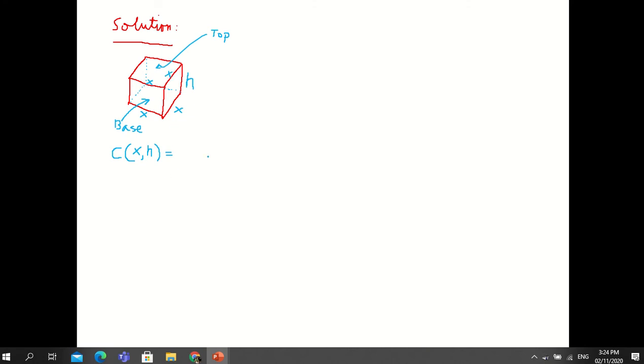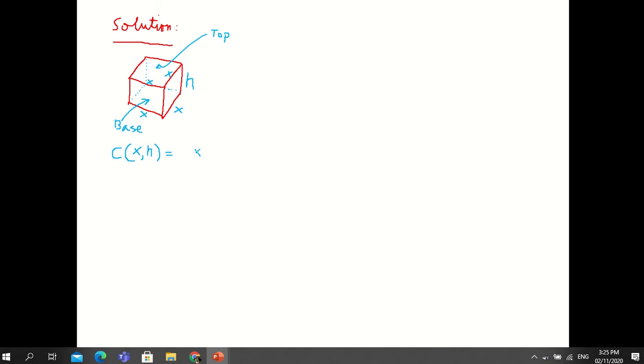Okay, so now for the cost. Since the unit given is 3 cents per square inch, to get a unit of cents we are going to multiply that per-square-inch cost by the area. So the area of the top: this is a square, so the area is just the product of these two sides, x multiplied by x, or simply x squared.